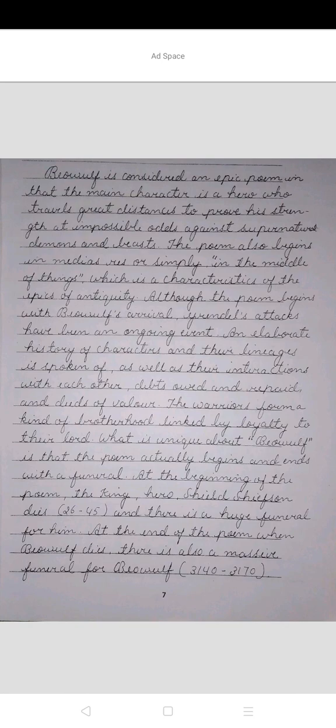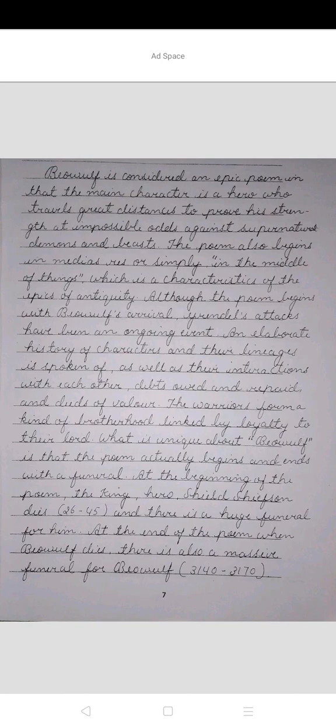The poem also begins in medias res, or simply in the middle of things, which is a characteristic of the epic of antiquity. Although the poem begins with Beowulf's arrival, Grendel's attacks have been an ongoing event. An elaborate history of characters and their lineages is spoken of, as well as their interactions with each other, debts, feuds, and deeds of valor. The warriors form a kind of brotherhood linked by loyalty to their lord.